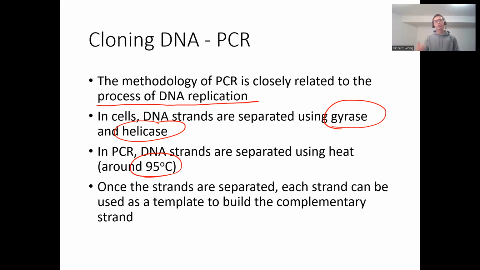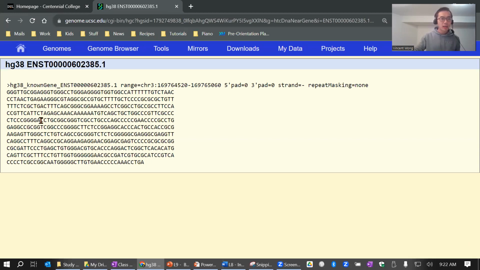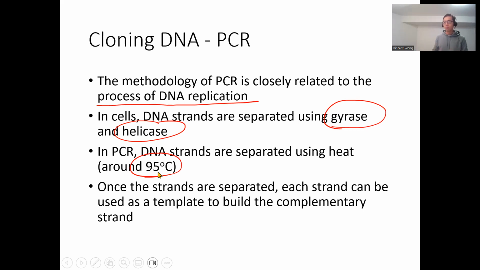95 degrees Celsius. The temperature might change depending on your GC content. So you look up the sequence, and you see a lot of G's and C's. You can actually calculate the percentage, and it will tell you how much energy, what temperature, you need to separate it. More GCs, you need to turn it higher. If it's a lot of A's and T's, then maybe it doesn't have to be as high. But heating it up is going to help separate the DNA strand. Once the strands are separated, each strand can be used as a template to build the complementary strand.